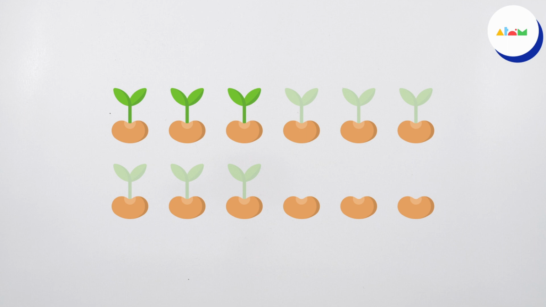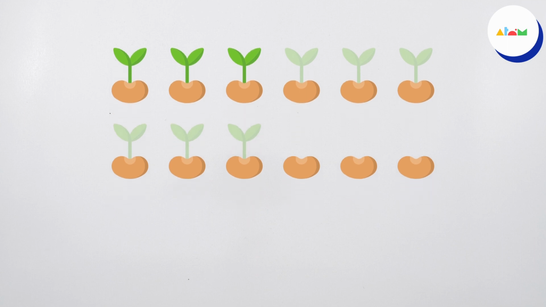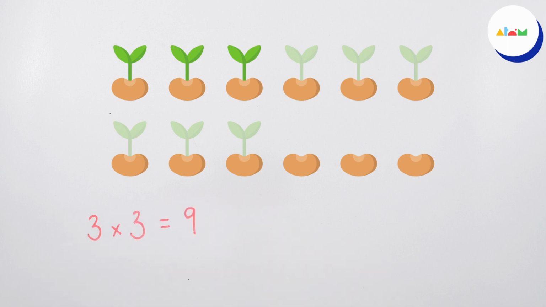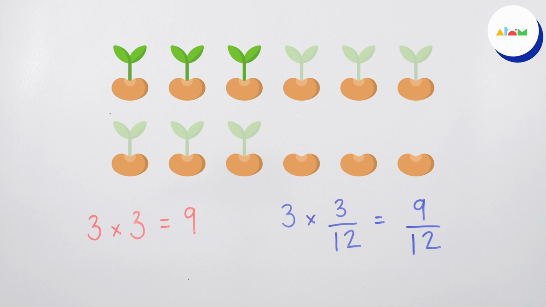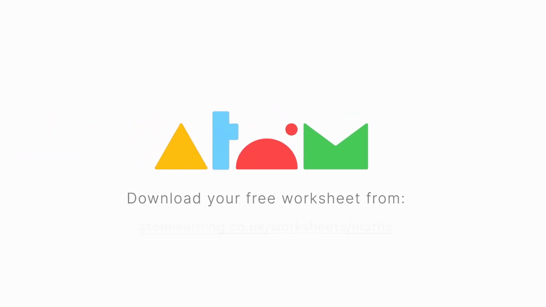To find our answer, we need to multiply the fraction 3/12 by 3. 3 times 3 equals 9, so 3 times 3/12 equals 9/12. By next week, Jack hopes that 9/12 of his beans should have sprouted.